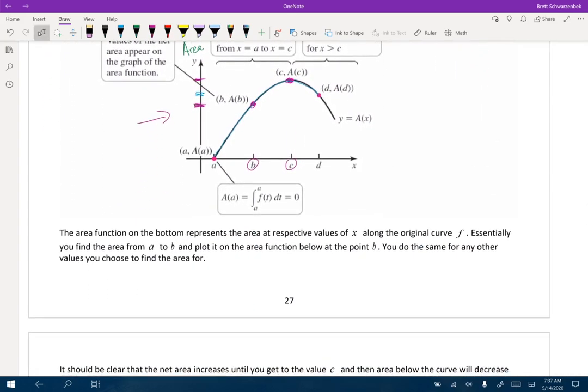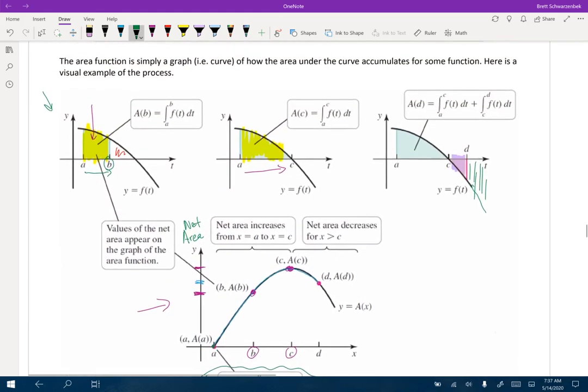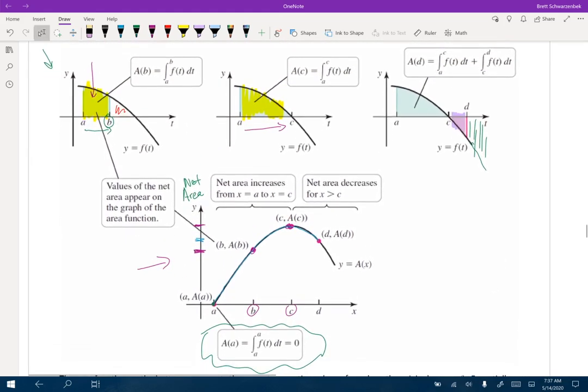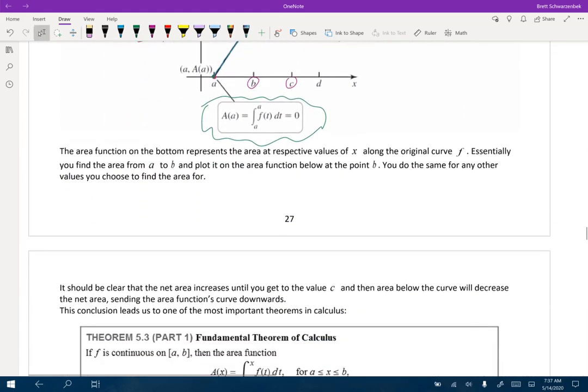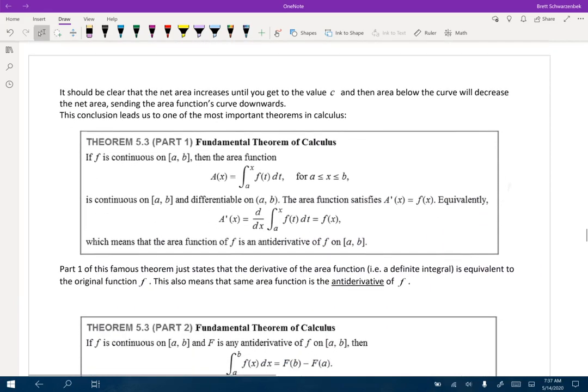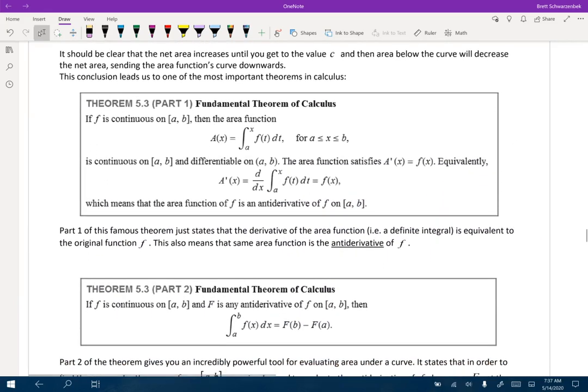Just remember, from our previous section, that there's no area at A itself, which is why we start at zero. Okay, so this further shows a more involved approach to accumulating area under a curve. This leads into a very famous theorem of calculus, maybe one of the most famous ever, called the fundamental theorem of calculus.